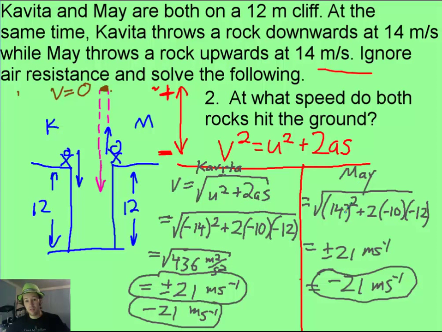Now with May, you notice the only difference in this equation is that you put in a positive 14 here, but it gets squared anyway, so it doesn't matter, so you get the exact same answer. The rocks hit the ground at the same speed.